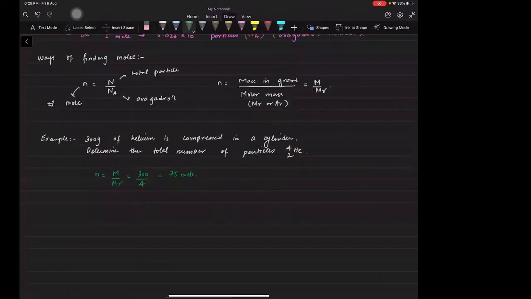Okay. Then what he did was, because we need to find the number of particles, which is n upon Na as well. To find the number of particles, we have to multiply the moles with Avogadro's number. So 75 times 6.023 times 10 raised to power 23, which gave us the total number of particles of gas, which is 4.5 times 10 raised to power 25.